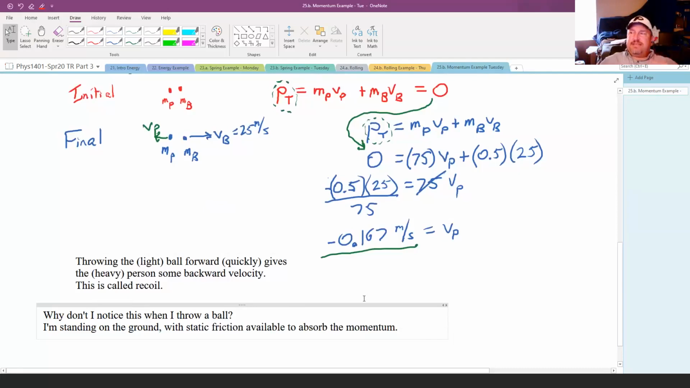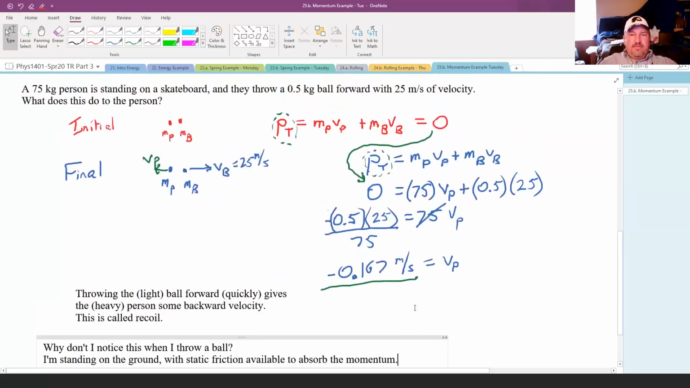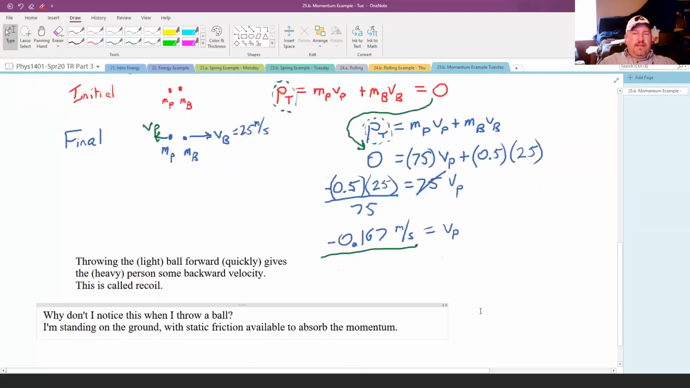So that's the most basic example of conservation of momentum that I can think of, which is slightly different from the one I did yesterday. And hopefully that will help you understand a little bit more about momentum.